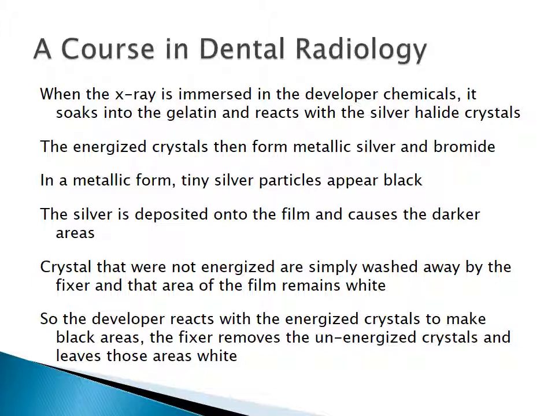So when my X-ray film is immersed into my developer, that developer is going to soak into my gelatin and react with my silver halide crystals. That reaction is going to create what's called silver and bromide. In the metallic form, those silver particles turn black. So then those silver particles will be deposited onto the film, which will create the dark areas.